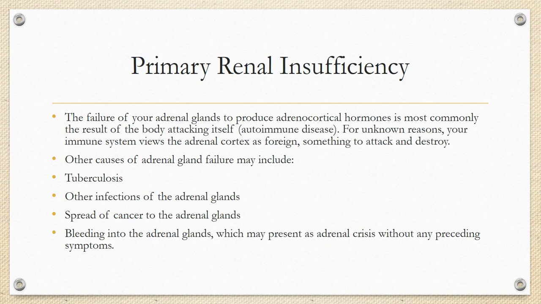For primary renal insufficiency, this is the failure of your adrenal glands to produce adrenocortical hormones, and most commonly the result of body attacking itself. So for primary renal insufficiency, essentially it's an autoimmune disease. For unknown reasons, your immune system views the adrenal cortex as foreign and something to attack and destroy. Other causes of adrenal gland failure may include TB, other infections of the adrenal glands, the spread of cancer to the adrenal glands, and bleeding into the adrenal glands, which may present as an adrenal crisis without any preceding symptoms. And we'll go over adrenal crisis in a couple slides.